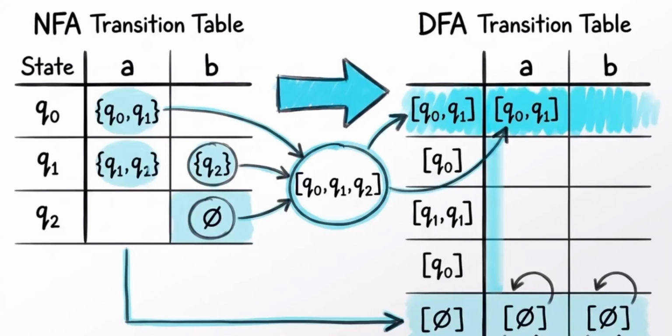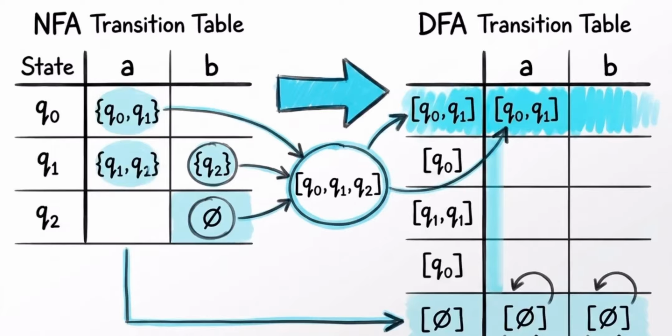To determine where our new composite state goes next, we look at its individual parts. We take the mathematical union of Q0's transitions and Q1's transitions. By combining the destination cells from both rows on the original table, we populate the exact destination for our new DFA state. A strict deterministic machine requires every state to have a mapped output for every possible input.